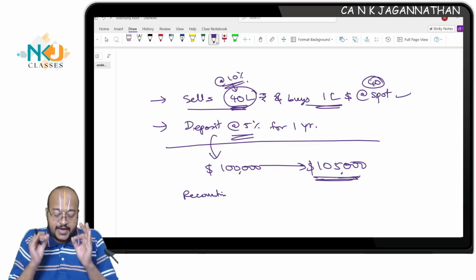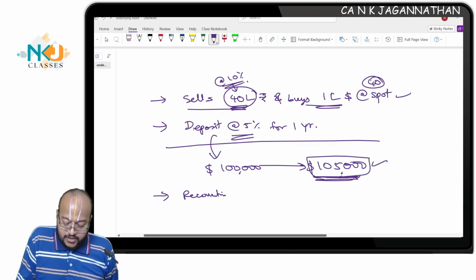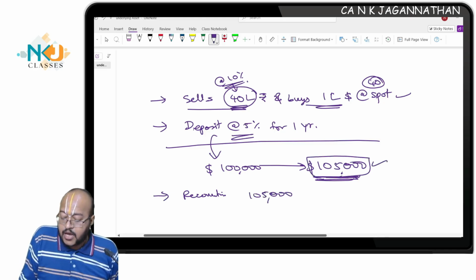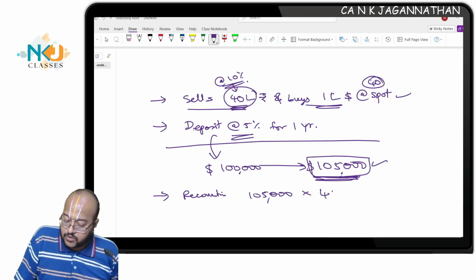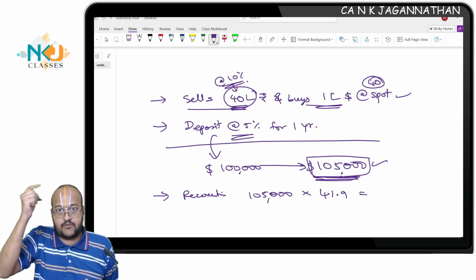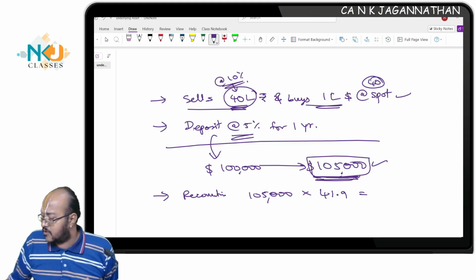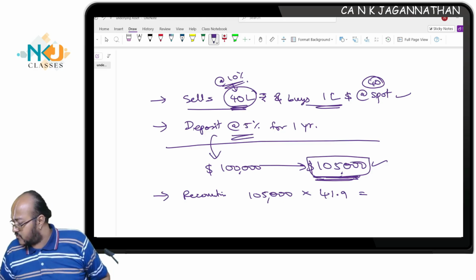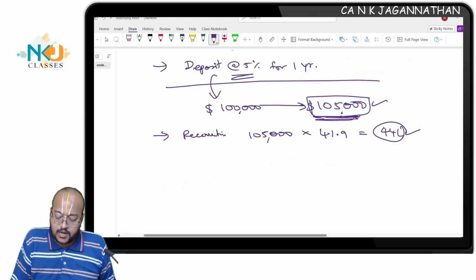As anticipated, after 1 year, when he sells the dollar in the exchange market, this 1,05,000 is sold at the forward rate. The dollar is appreciating, so he is very happy, because he could sell at 41.9. When he exchanged initially, he had to exchange at 40. Now he is exchanging at 41.9. Let me calculate 105 into 41.9. Roughly around 44 lakhs. Are you all understanding?